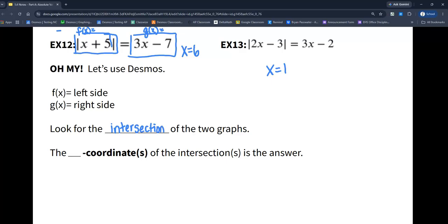We still got 5 minutes, guys. Hold on just a second. Make sure we get everything filled in good. We are looking for the x coordinate.